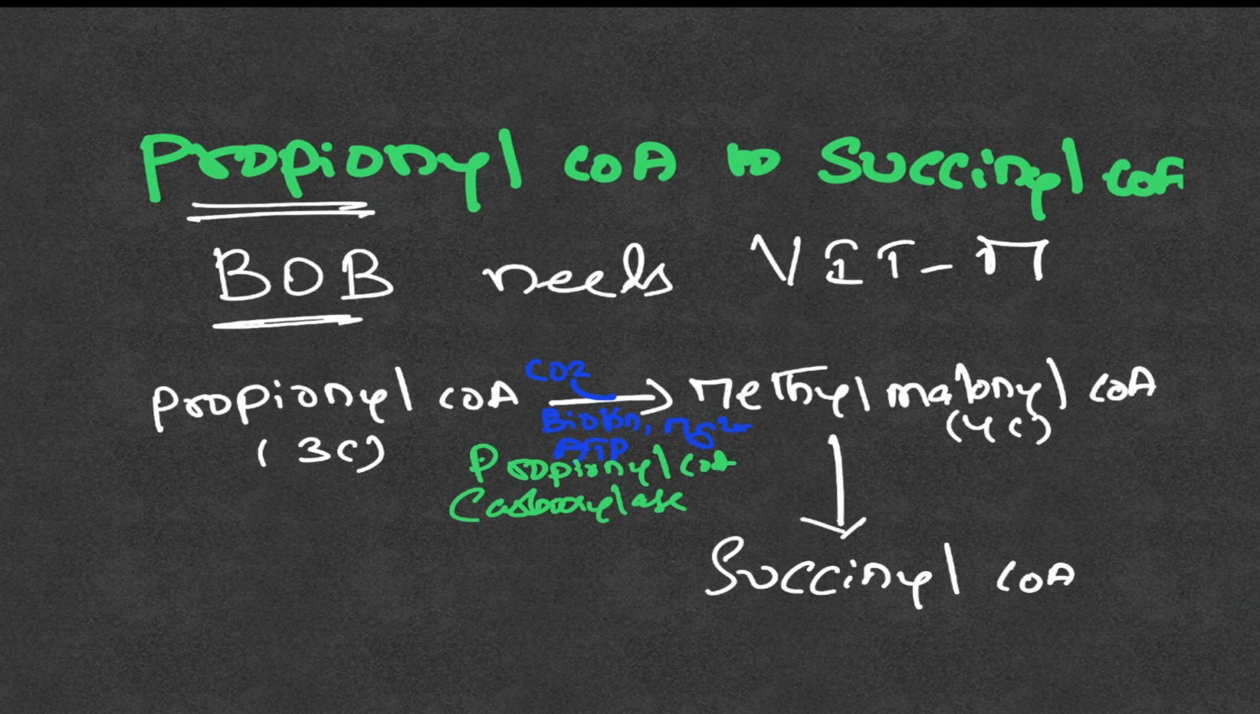Now, the methyl malonyl CoA will be converted to succinyl CoA by methyl malonyl CoA mutase. This is the enzyme that converts methyl malonyl CoA into succinyl CoA, and it needs vitamin B12 in the form of adenosyl cobalamin as the coenzyme. So, we have succinyl CoA, a 4 carbon molecule. You all know succinyl CoA is a TCA cycle intermediate.